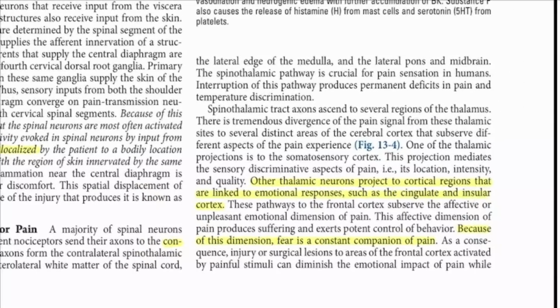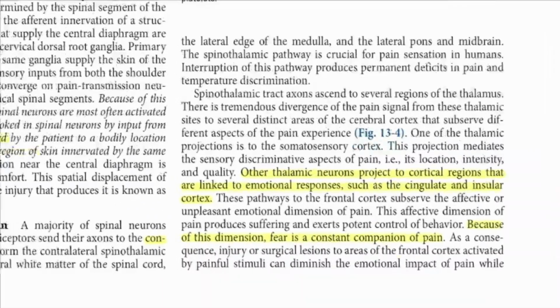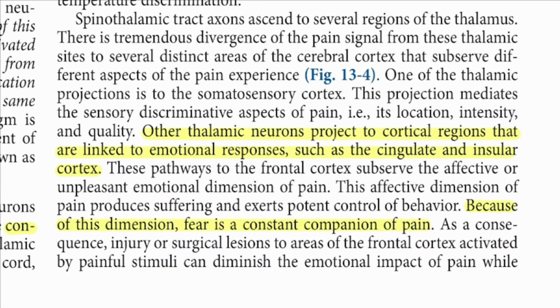right? It is written that thalamic neurons project to the cortical regions that are linked to emotional responses, such as cingulate and insular cortex, right? So the pain from the thalamus will be relayed to the cingulate and insular cortex, as well as to the somatosensory cortex. Somatosensory cortex will perceive the amount of the pain, and cingulate and insular cortex will initiate the emotional responses. So that is why there is a fear associated with the pain.